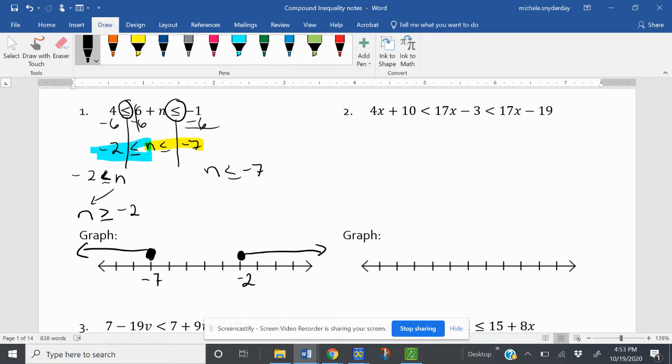These are pointing away from each other, although they had less than symbols. So you know that less thans are interpreted as and compounds. So this is a no solution situation.